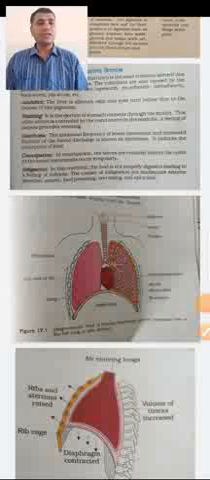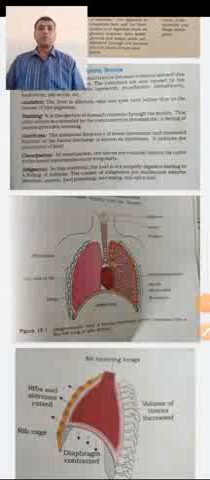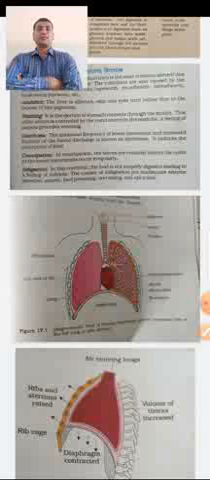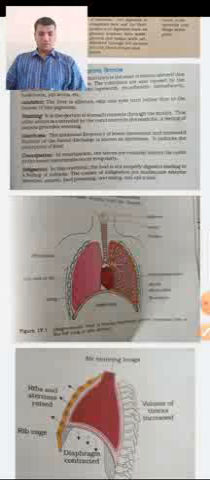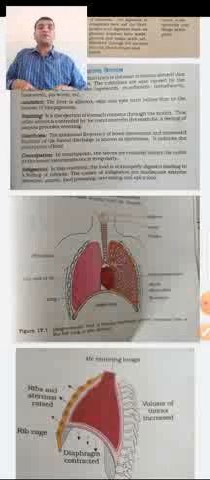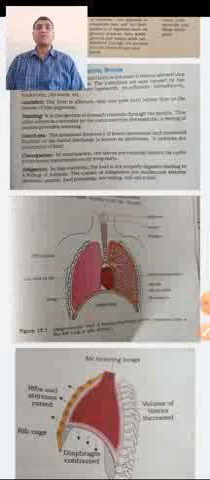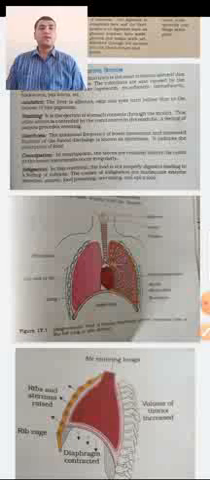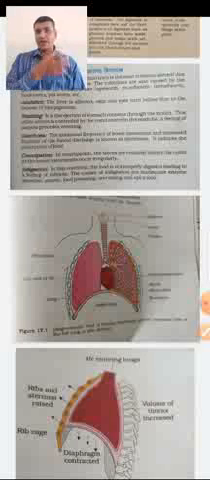So this process of exchange of O2 and CO2 with the atmosphere is known as respiration. So generally the whole animal kingdom is classified into 5 different types of respiratory organs. That is, the first one, diffusion in the case of protozoans, gills in the case of aquatic animals, lungs in the case of human beings, trachea in the case of insects, and skin in the case of certain amphibians.